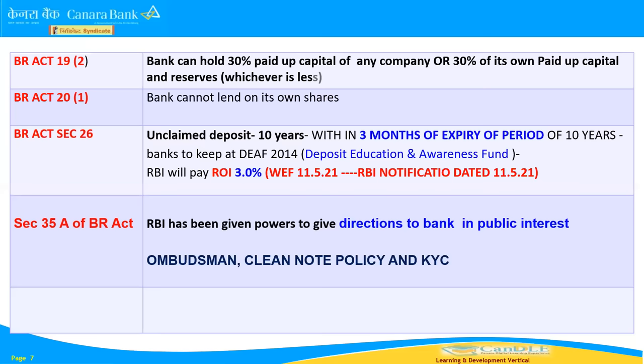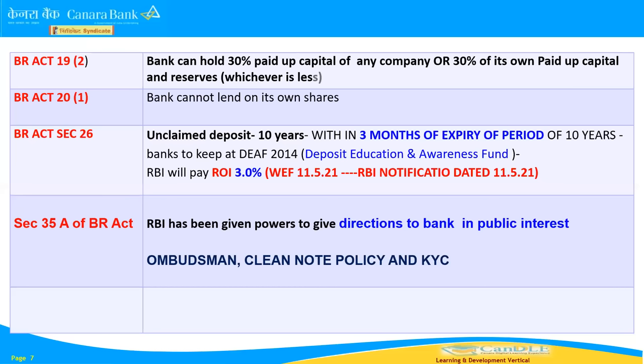Second one, your own bank, what is the net worth your bank has? On that, 30%. Maybe your bank has 10,000 crores, so 30% of that means 3,000. Comparing 3,000 with the company's 30, whichever is less, we will take 30 only. This is how a bank can invest in a company.